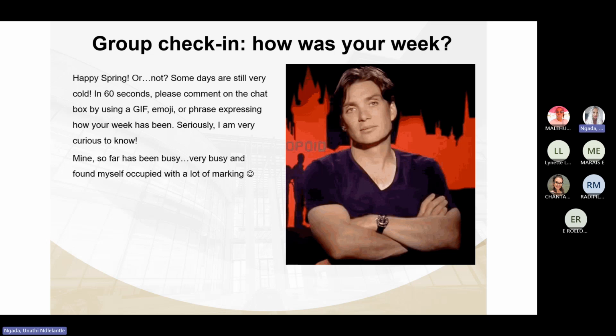I see we have some people that are still typing, sharing how their week has been. So while we wait, for me, I personally decided to use Killian. I think that's how you say his name, Killian Murphy, because he's very good with his facial expressions. Like if he's bored with something, it is so easy to tell on his face and just his overall demeanor, how he's feeling.